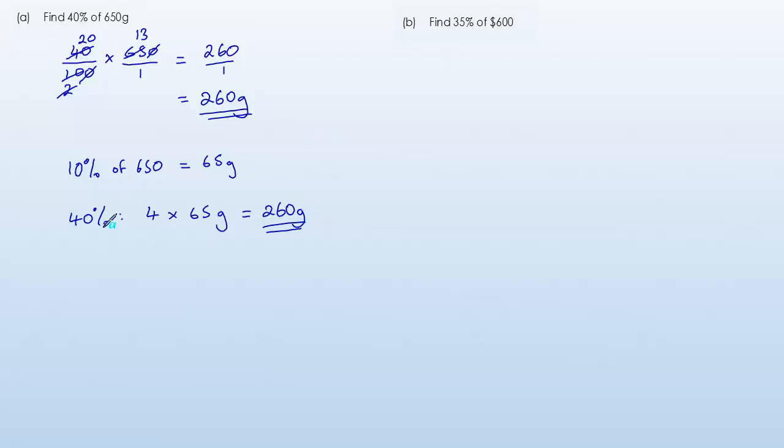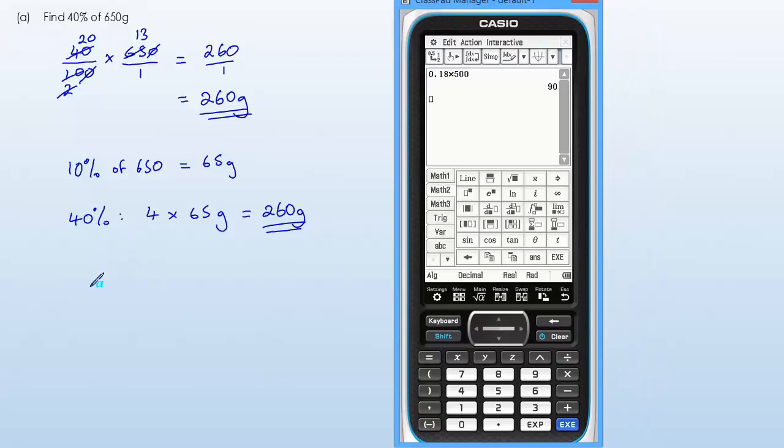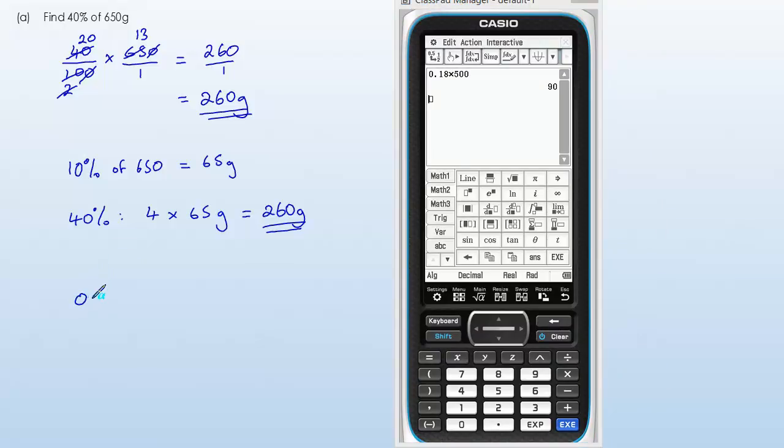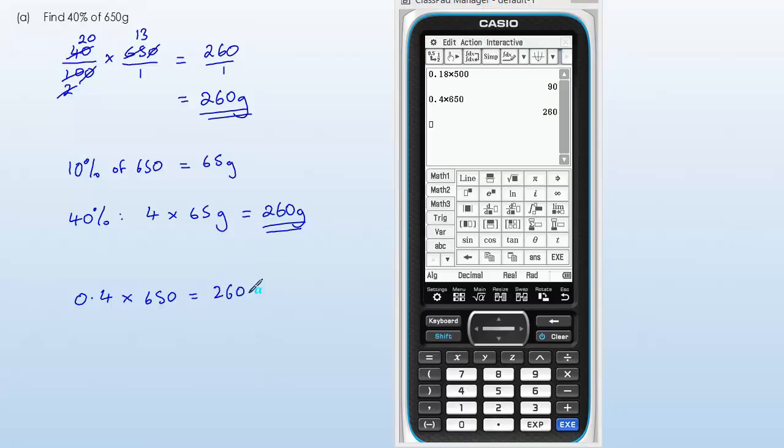So this is quite a nice way of doing it without a calculator, because you can always find 10% of something. If you have the calculator, it's always best to go for a decimal. So 40%, divide that by 100 is 0.4, and then multiply that by 650. So 0.4 times 650 gives us 260 grams.